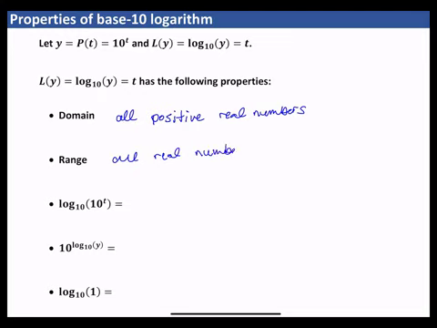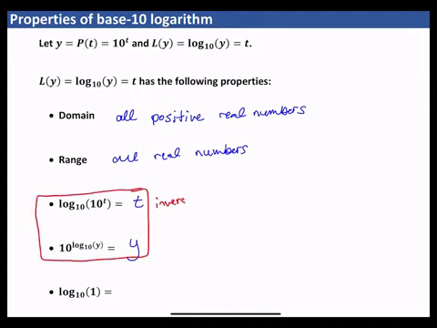Log base 10 of 10 to the t equals t, and 10 raised to the log base 10 of y equals y. These last two properties are true because, again, we have two inverse functions. They're going to reverse each other's processes, so the input and the output end up being equal. And then lastly, log base 10 of 1 equals 0. If you don't remember why these properties are true, it would be a good idea to watch or rewatch screencast 3.4.2 before moving on.